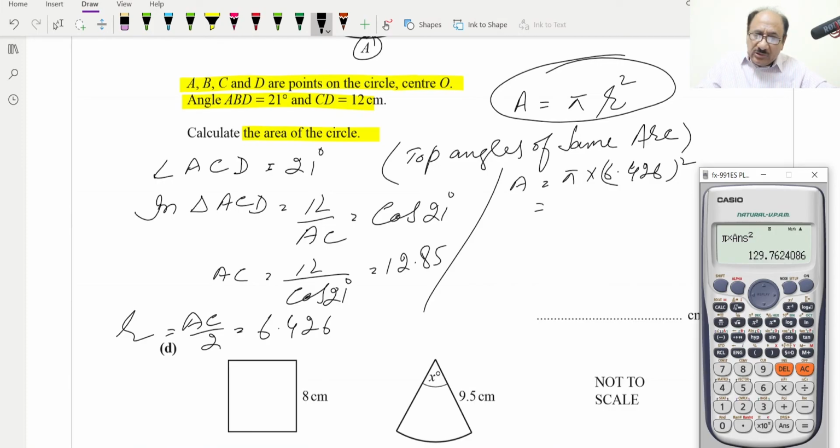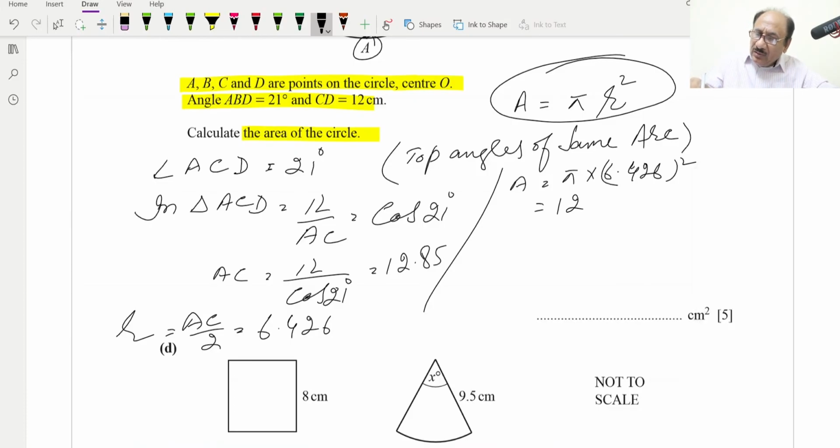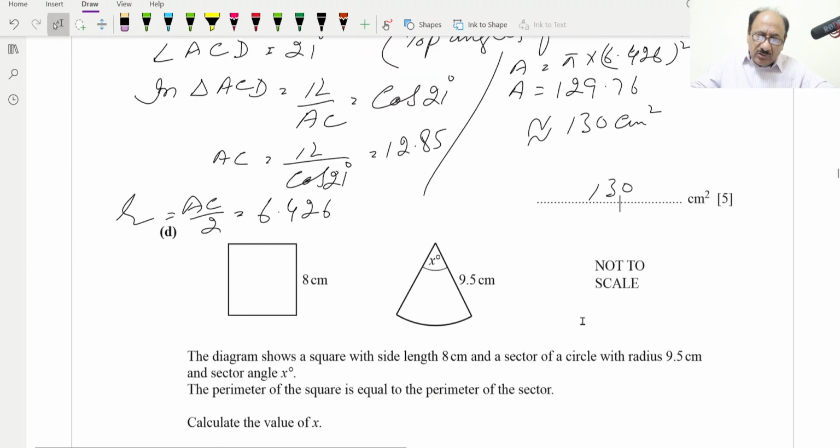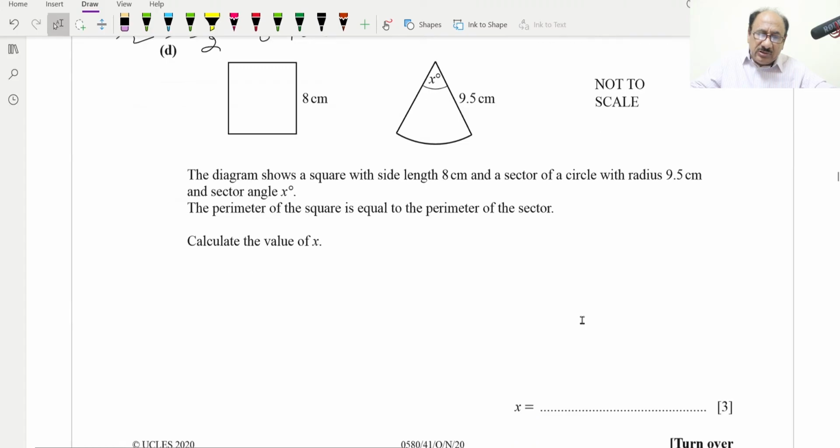Pi r squared is equal to 129.76, and this will be the area. So the area, approximately, we can write as approximately equal to 130 centimeter square. So the answer will be 130 centimeter square over here. Hopefully you are understanding each and everything.